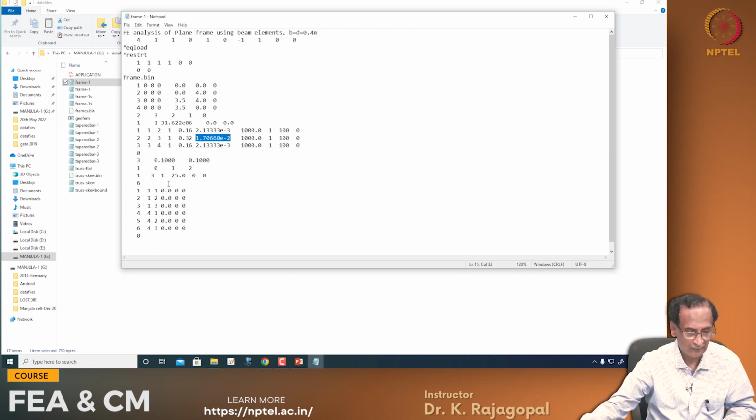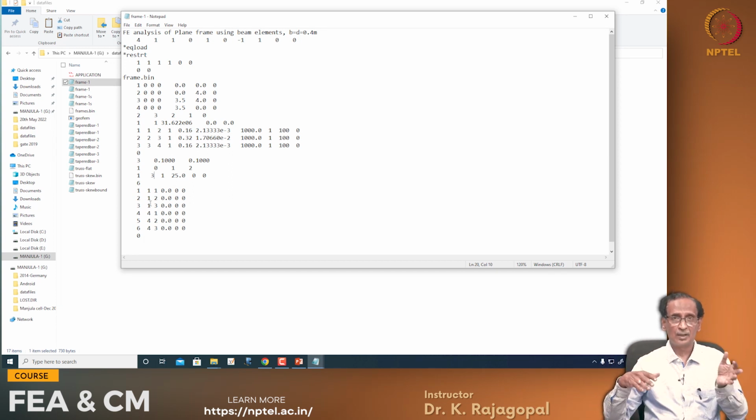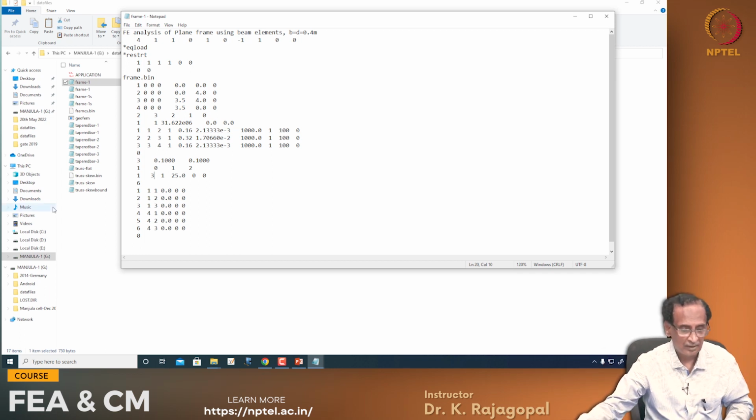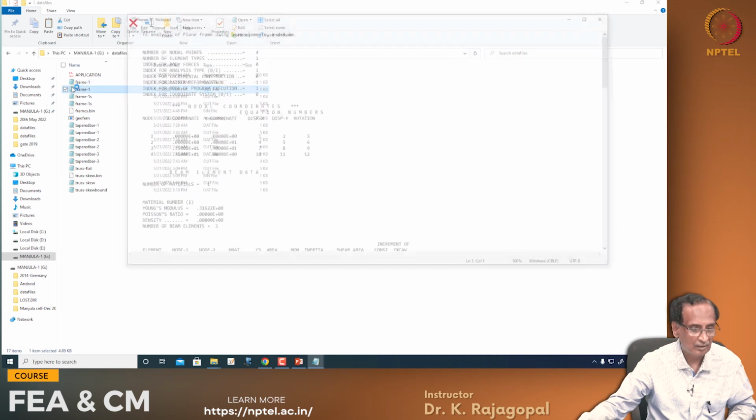Then a load of 25 is applied at node 3 along the x direction. So this 1 corresponds to the x direction, node 3 is this, okay. And then all the degrees of freedom at the 2 supports, node 1 and node 4, are constrained, okay. And let us look at the results.